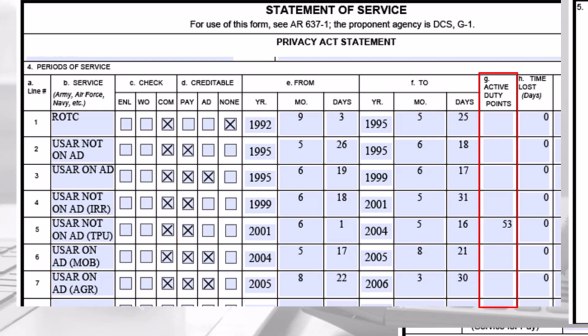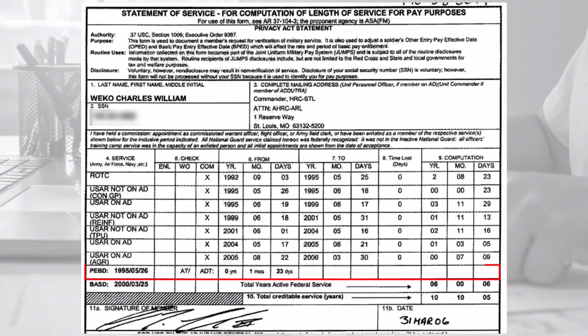The other thing that's nice about this new form is block 4G, active duty points. On the old form, that 1 month and 23 days was just kind of scribbled in. It wasn't really clear what it was all about. But you see, those are the days that I spent on annual training or active duty for training while I was in a TPU status. It's not my retirement points. I earned a heck of a lot more than 53 retirement points in those 3 years.